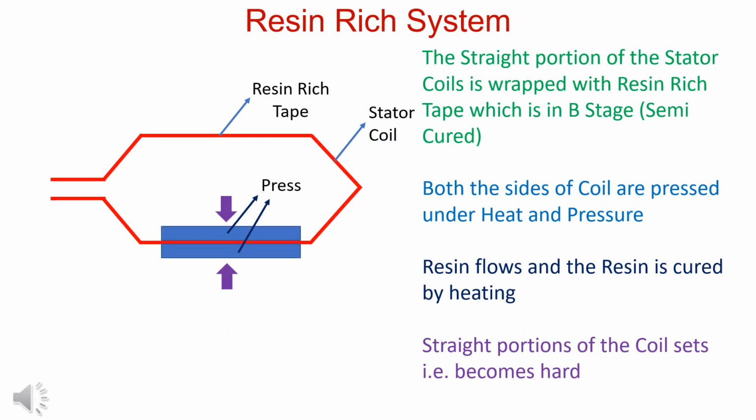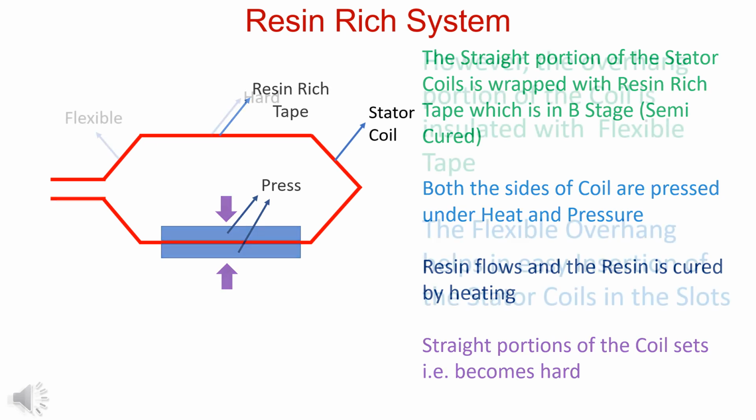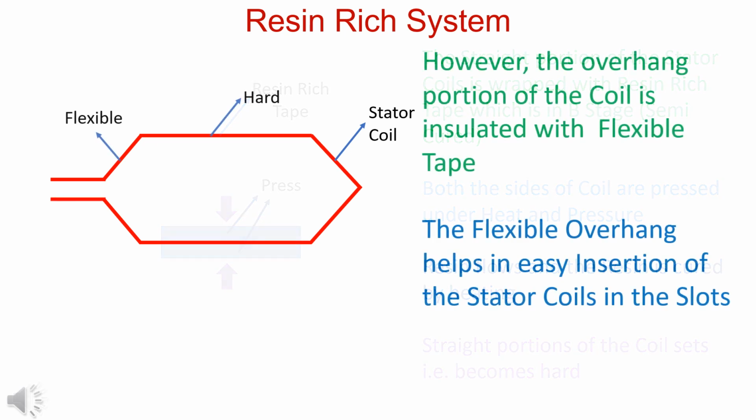Earlier, resin-rich insulation was used. Straight portion of the coil was wrapped with resin-rich tape. It was pressed under heat and pressure. Resin is cured by heating and straight portion of the coil becomes hard. However, the overhang portion of the coil was insulated with flexible tape. This helps in easy insertion of coils in the stator slots.